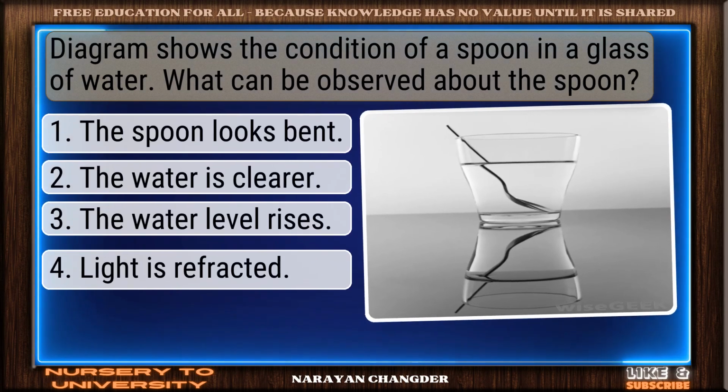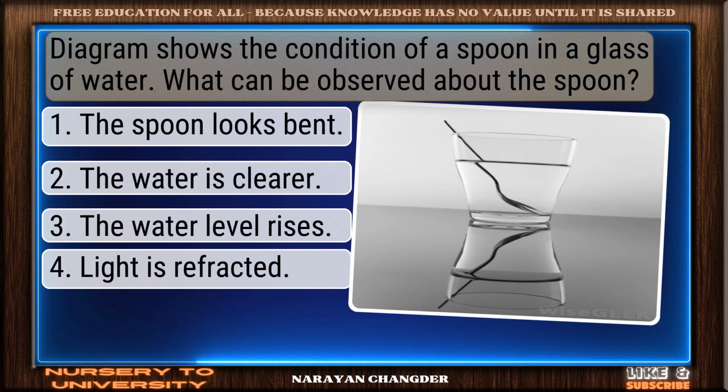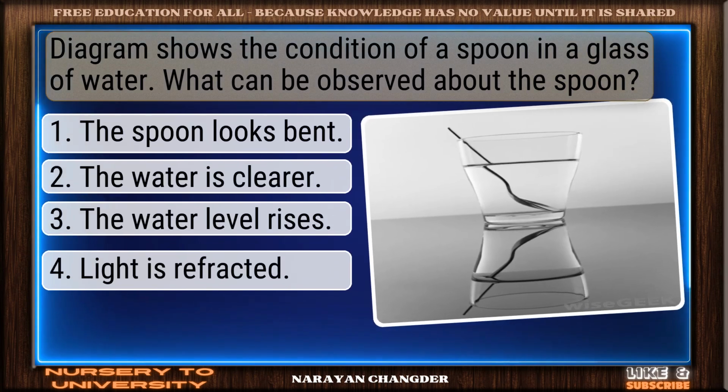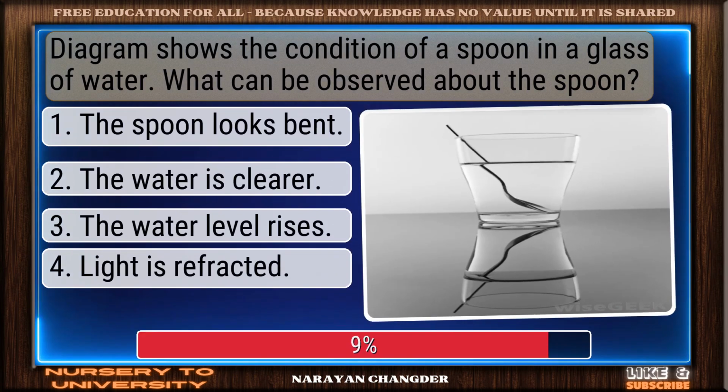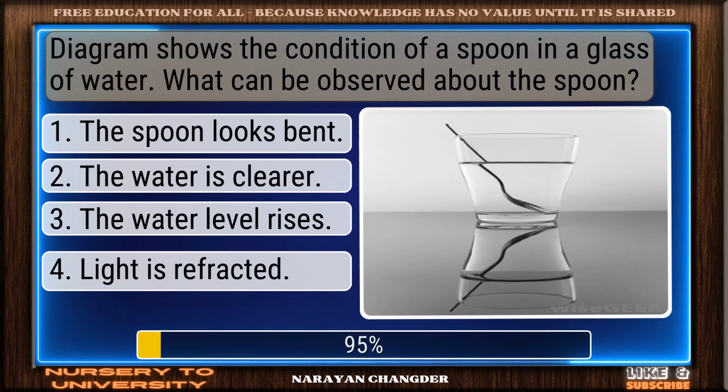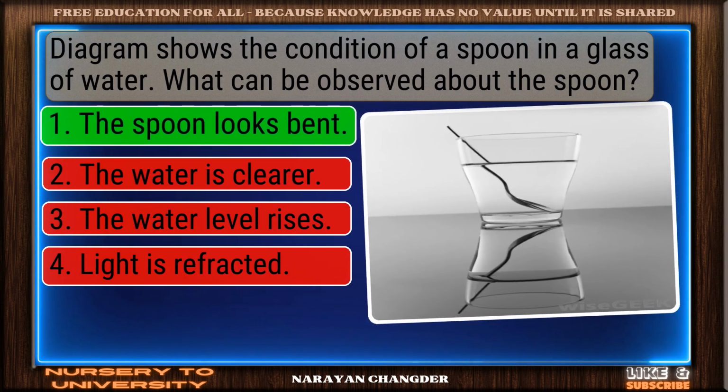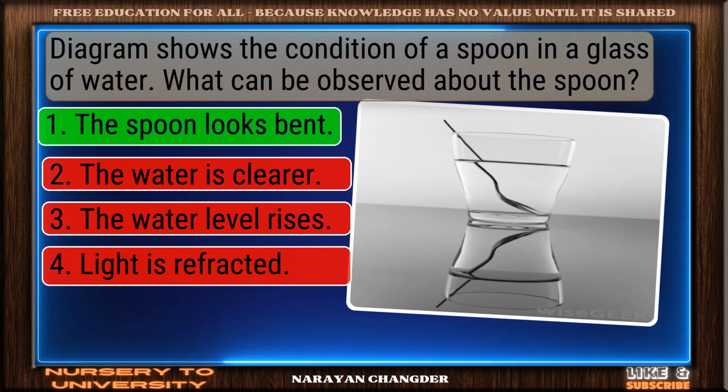Diagram shows the condition of a spoon in a glass of water. What can be observed about the spoon? Great job. The spoon looks bent is the accurate answer.